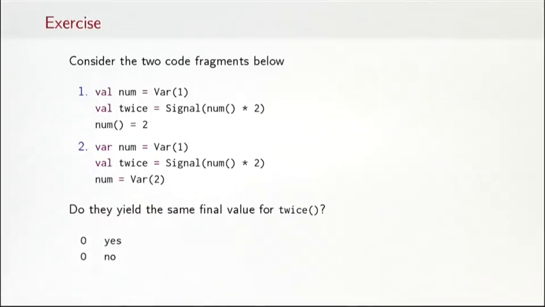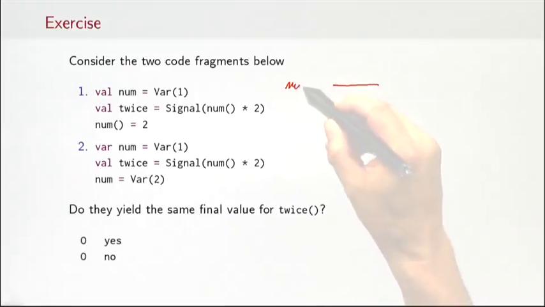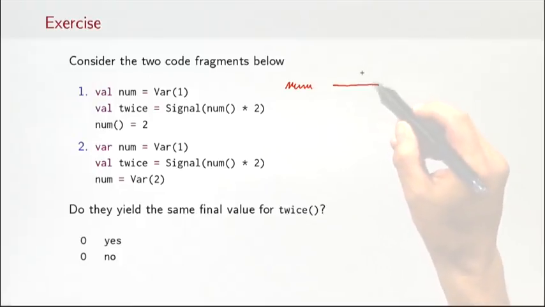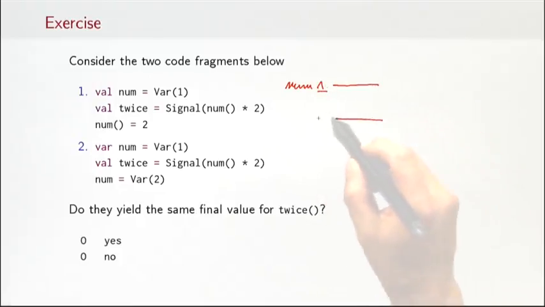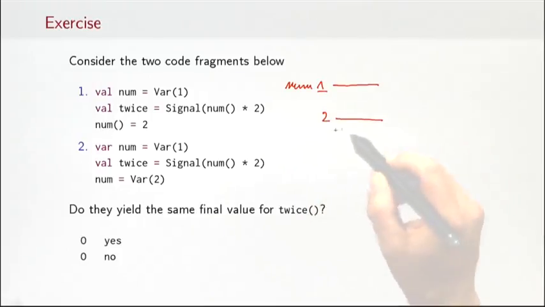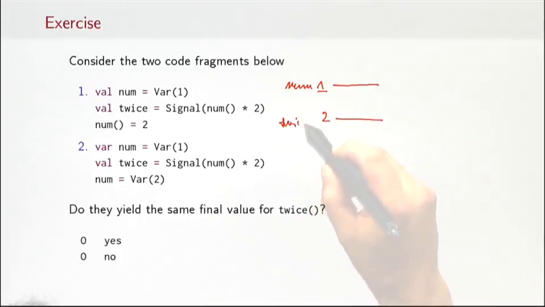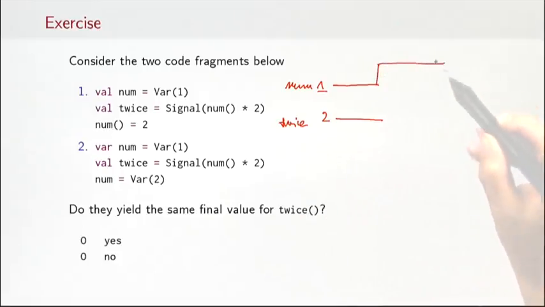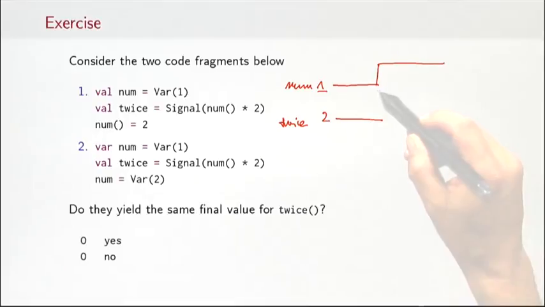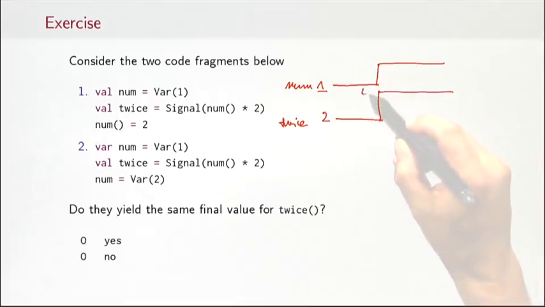So let's visualize how these two code fragments behave. In the first case, I have the num signal, which is constant 1, and the twice signal, which is constant 2. Then at some point I change num to 2, and twice will consequently jump to 4. So that's the update of the first code fragment.